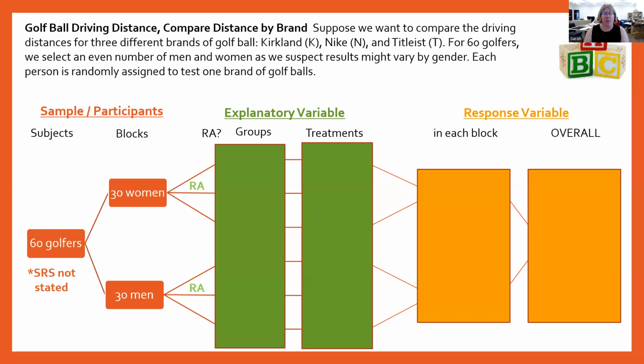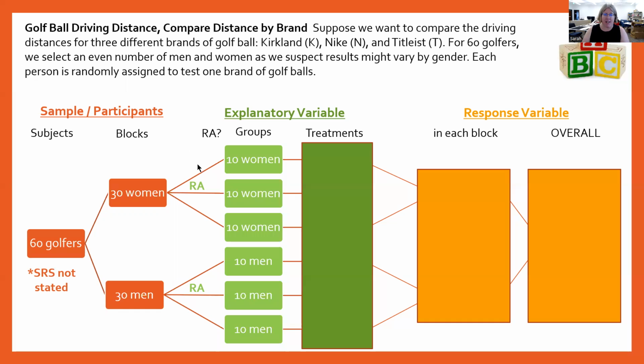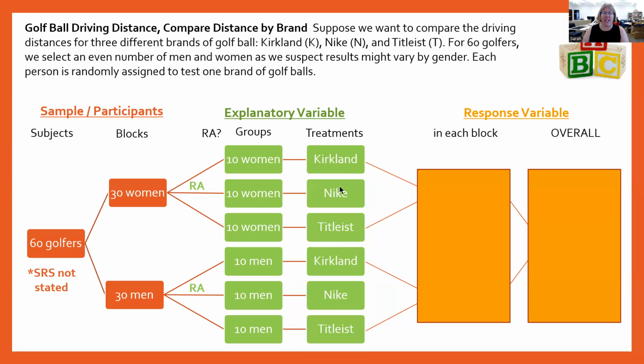So I know that I have three treatments. I have the Kirkland, Nike, or Titleist. So I'll take that group of 30 women and split it into groups of 10, and same thing with the men. Okay, so I have three groups of 10 women, three groups of 10 men randomly assigned. And then each of the women will get either Kirkland, Nike, or Titleist. And each of the men will also get Kirkland, Nike, or Titleist. Okay, so that gets us through our treatments.